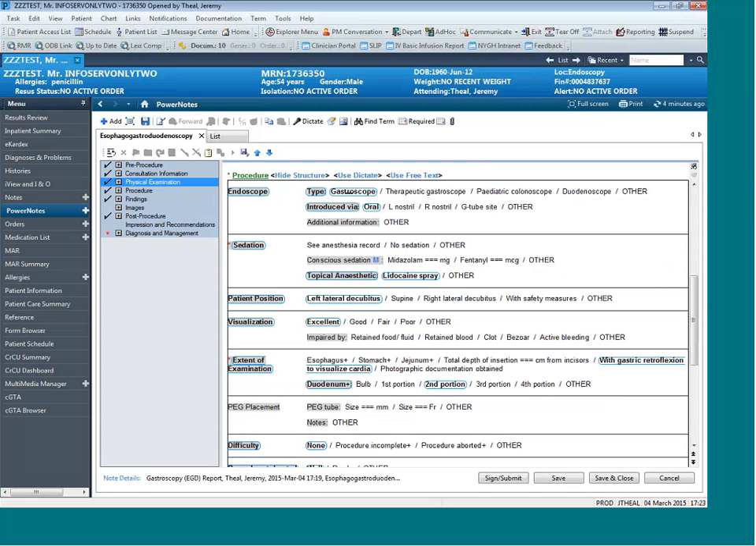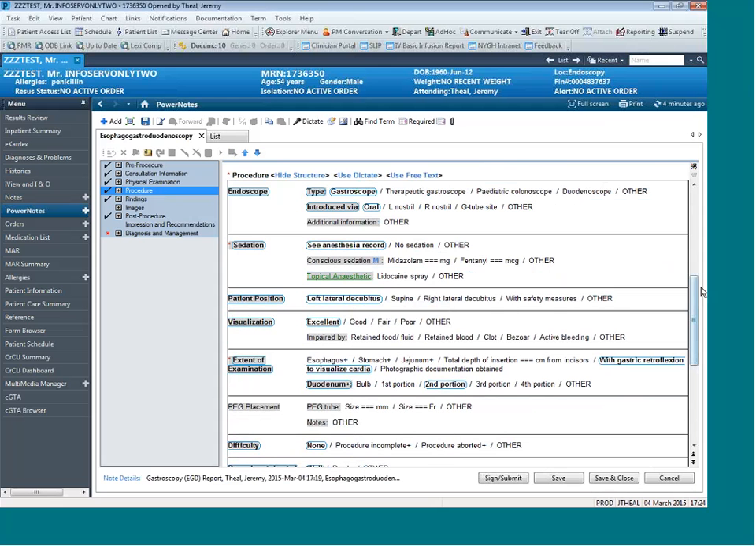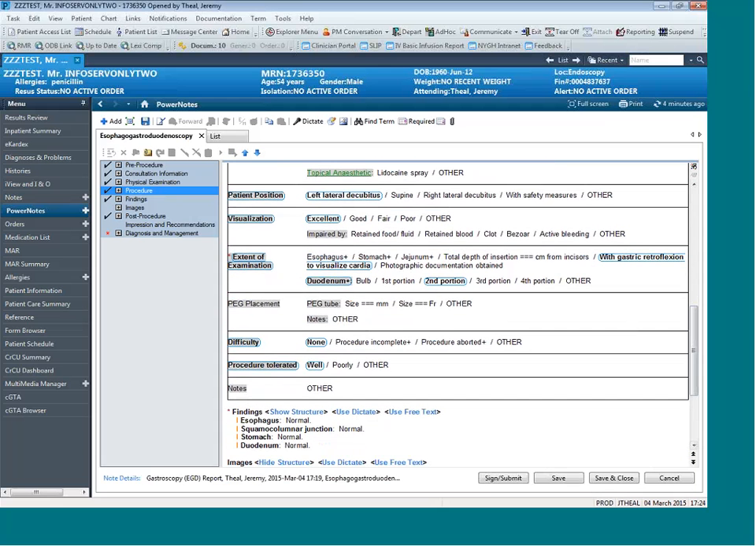This patient's having a gastroscopy, and I've already indicated by filling in those blanks as that's the typical way I perform my procedures. This patient received sedation using anesthesia, and we didn't need to use any topical anesthetic. The patient was in the left lateral decubitus position.